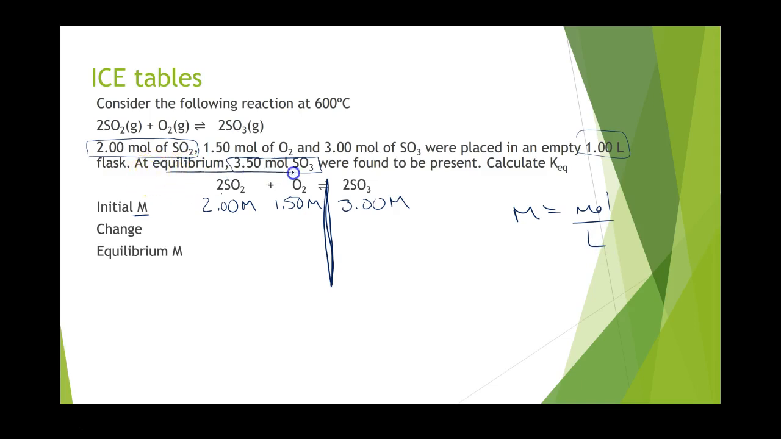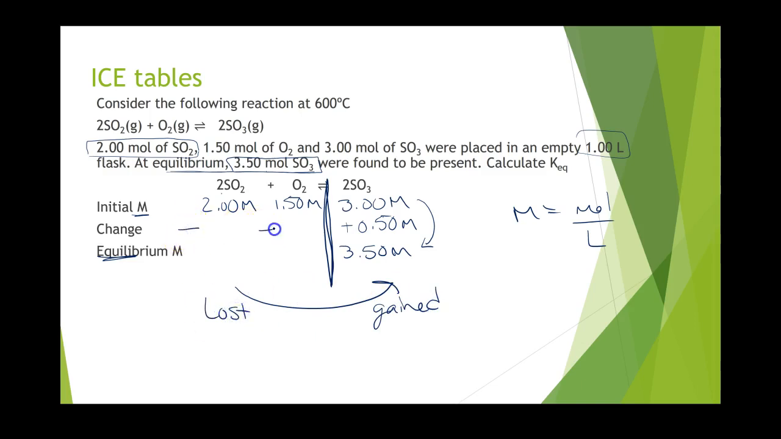Okay, it says at equilibrium, 3.5 moles of SO3 were found to be present. So that's equilibrium. So now what we can do is look at the SO3 and see how the SO3 changed. Well, it gained 0.5 molarity. That tells me that the equilibrium must have shifted to the right because it produced the SO3, which means this side gained, this side is going to lose. So I'm going to put minus signs here.